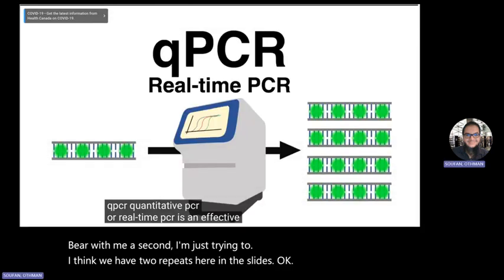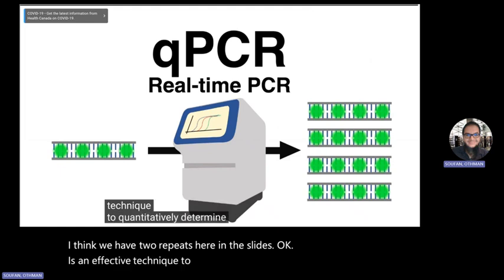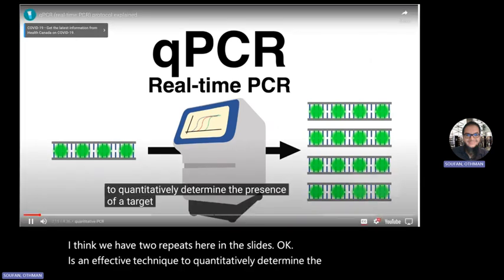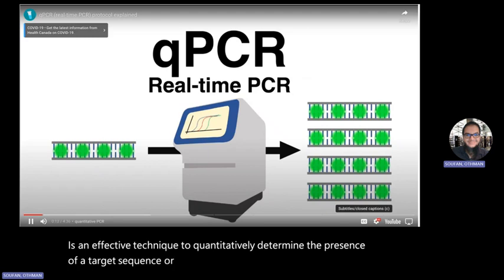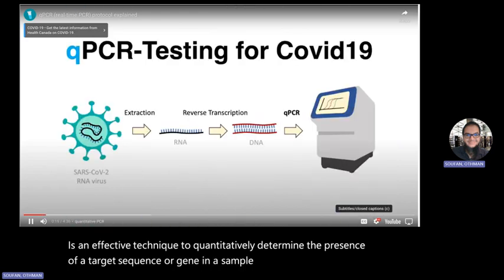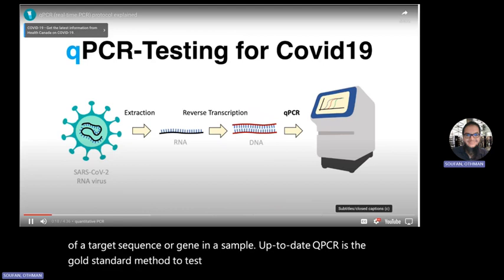qPCR is an effective technique to quantitatively determine the presence of a target sequence or gene in a sample. Up to date, qPCR is the gold standard method to test patients for viral infections such as COVID-19.